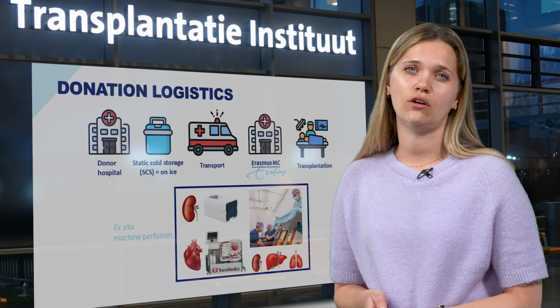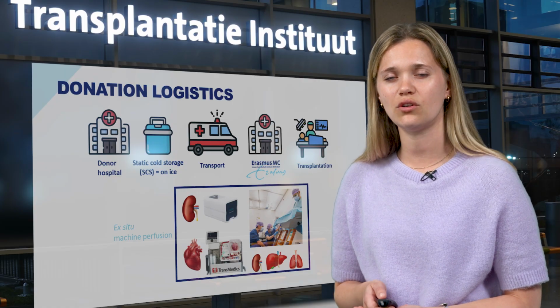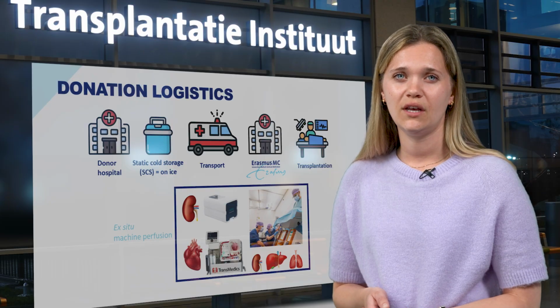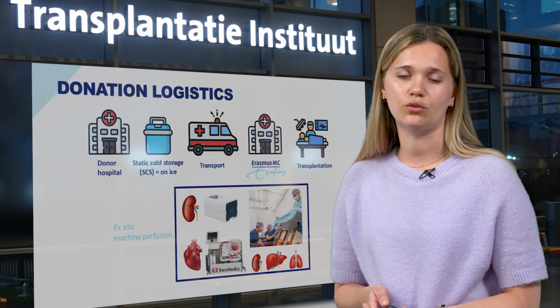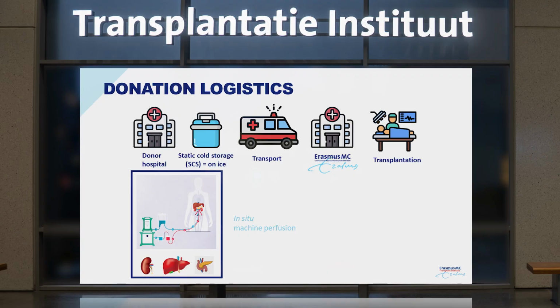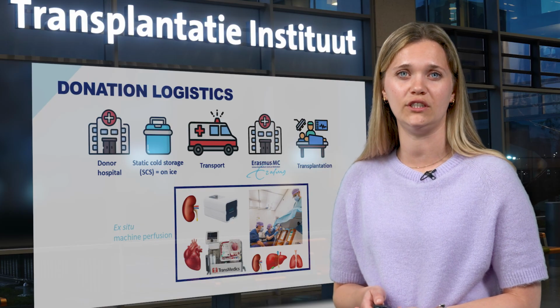These are the logistics of an organ donation procedure in the Netherlands. So the donor can be in the whole of the Netherlands or even within Eurotransplant. And the organ is retrieved and stored on static cold storage, which is on ice in a cool box. Then it's transported to the transplant hospital, in our case the Erasmus MC, and then the liver or other organ is subsequently transplanted.